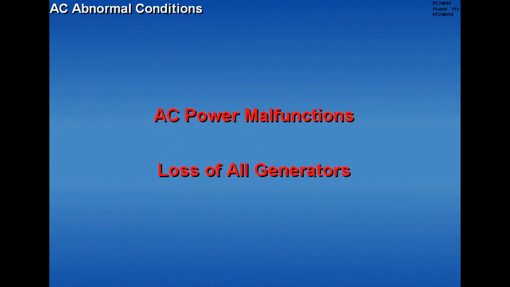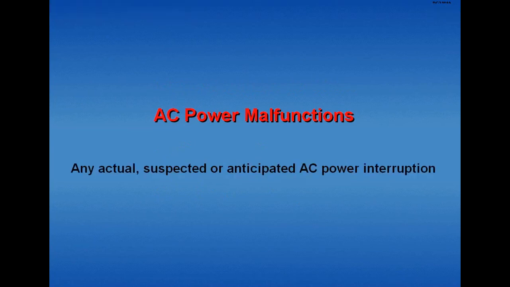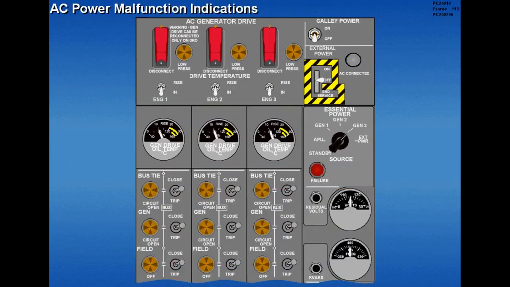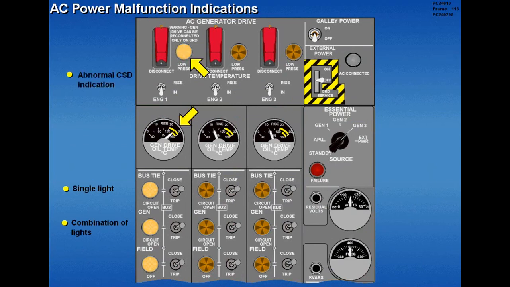There are 2 primary types of abnormal AC power conditions: AC power malfunctions and loss of all generators. Any actual, suspected, or anticipated AC power interruption is classified as an AC power malfunction. An AC power malfunction may be identified by an illuminated light or a combination of lights on the generator control panel, and/or abnormal CSD indication.